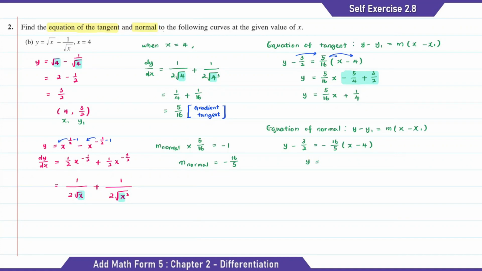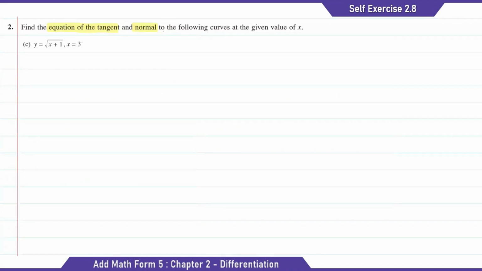Then y equal to negative 16 over 5x plus 64 over 5 plus 3 over 2. Then y equal to negative 16 over 5x plus 143 over 10.